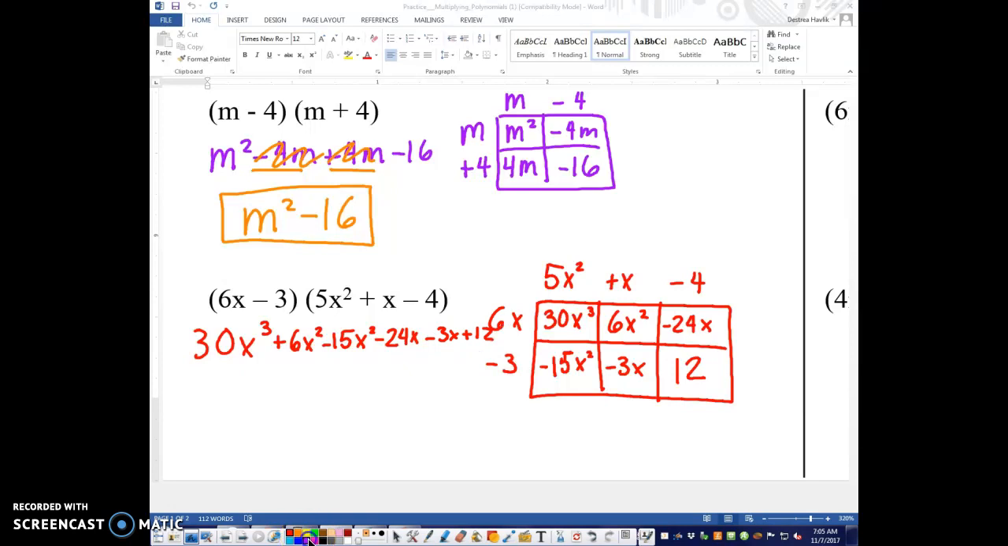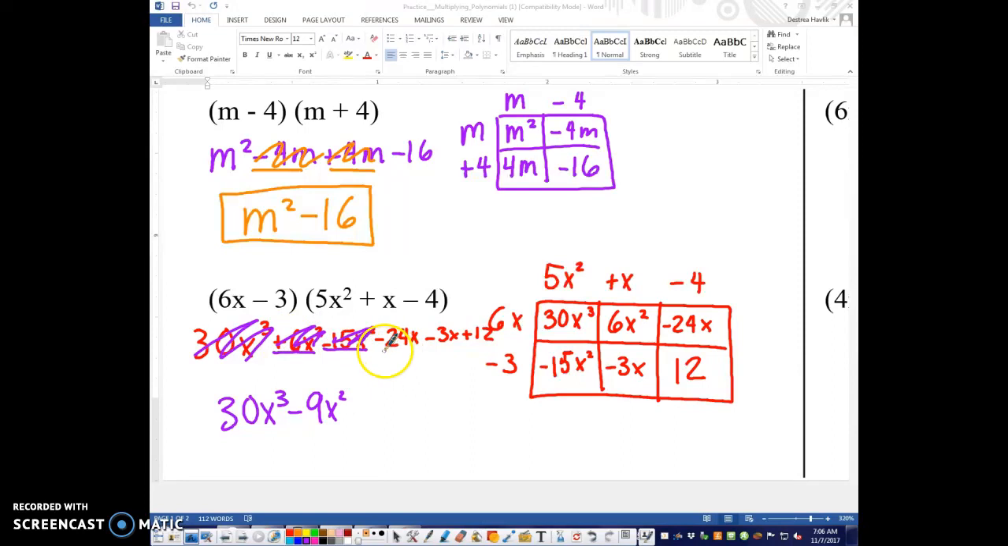Now we need to combine our like terms. Ready? There's only one x to the third, so it's 30x to the third. That's done. Now we have a 6x squared minus 15x squared. So what's 6 minus 15? 6 minus 15. Negative 9. So that's minus 9x squared. That's done, and that's done.